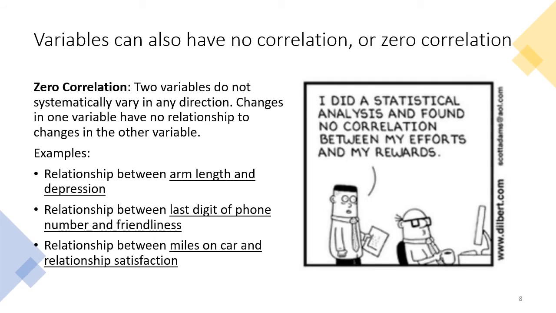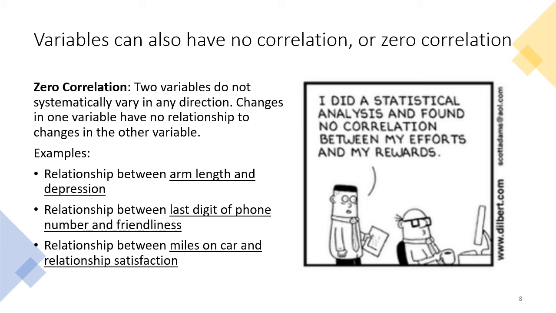There can also be variables that have no correlation. They don't vary in the same direction, they don't vary in the opposite direction, they just don't really have anything to do with each other. So for example, the relationship between arm length and depression. If we measured arm length for a bunch of people and levels of depression for a bunch of people, we probably would not see much of a relationship, if anything at all.